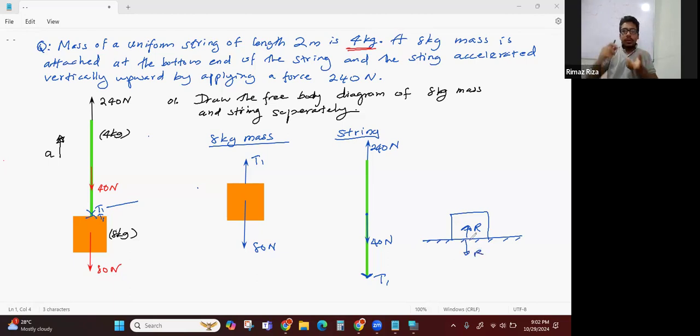Now here, we take this system by applying a 240 Newton force. The system is accelerating vertically upward, no? So that means the system is in the air, right? It is not in contact with the ground. Therefore, there is no normal reaction force. Is that clear? Because I am applying a force and accelerating vertically upward, it's moving upward, so there is no contact with the ground, so there is no normal reaction force.